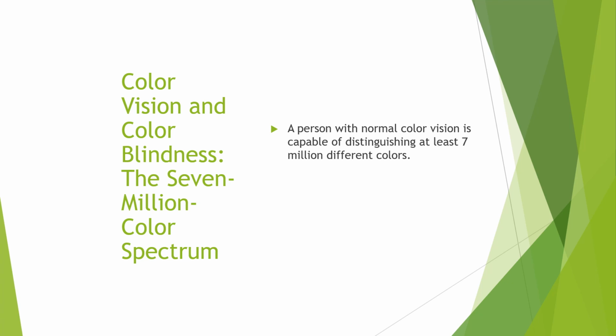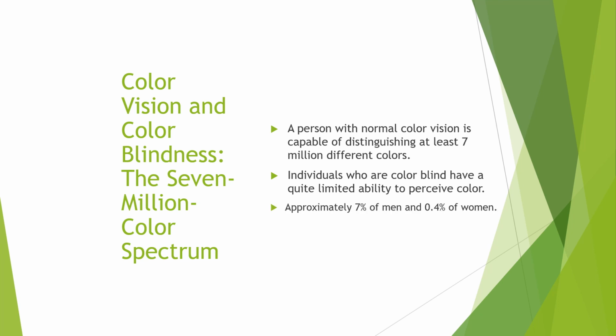However, if you are an individual with not normal color vision, you may be what is called colorblind. And that's where you have quite limited ability to perceive color. True color blindness is where you do not see any color. However, there are different types of color blindness that you could actually see, and we're going to talk about those in the next slide. Individuals who do not have normal color vision and have some sort of color blindness, that's approximately 7% of men and 0.4% of women. So color blindness is much more common in men than in women.